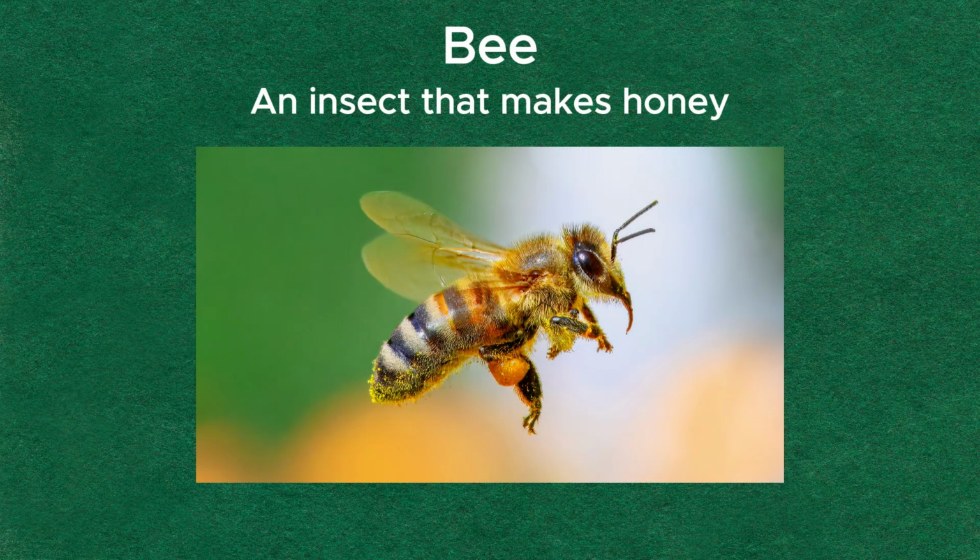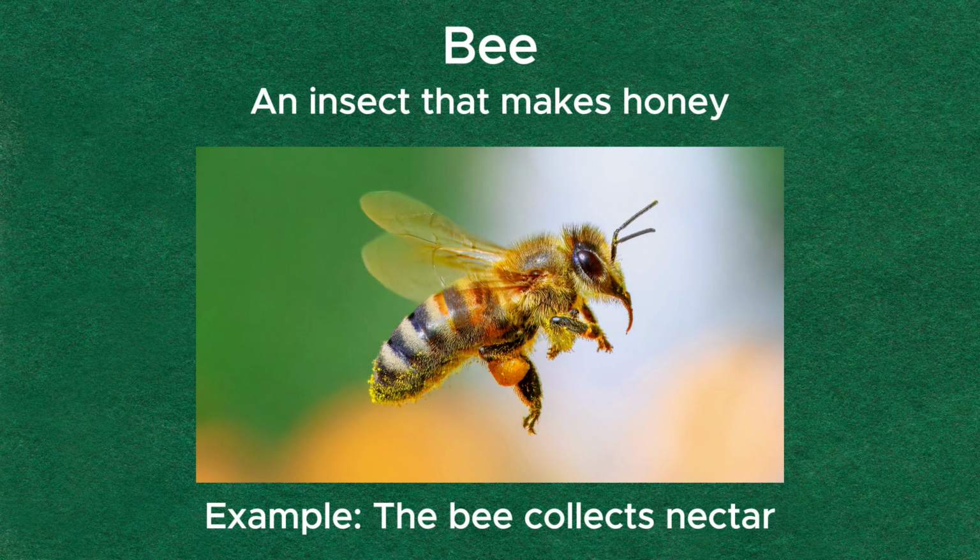Bee. Bee. An insect that makes honey. Example, the bee collects nectar.